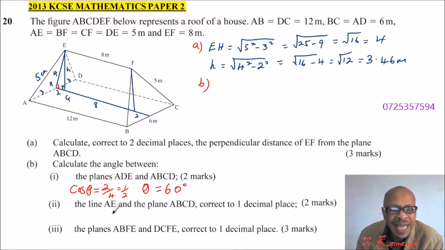Roman number 2, the line AE. This is AE and the plane ABCD correct to 1 decimal place. So the angle between the line AE and the base, that is ABCD, is the angle between AE and its projection. So we can draw a line here to represent the projection, which will come and touch that. So that is a projection. If you drop E, it will fall onto G here. So the angle that we are required to find is this one.